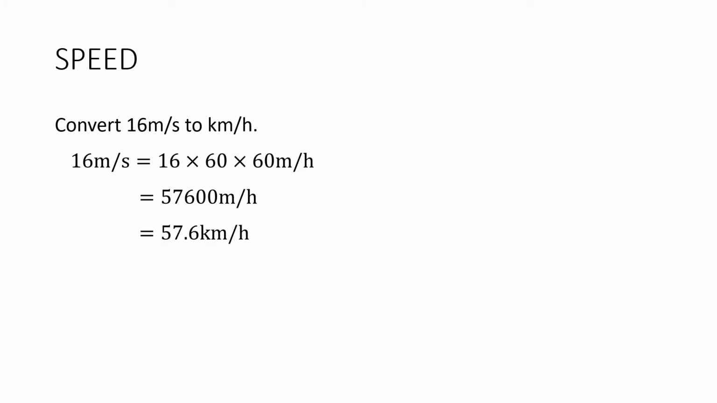Let's go the other way, convert 16 metres per second to kilometres per hour. Now, we could start by dividing by 1,000 to go from metres into kilometres, but I actually prefer to start by multiplying by 60 and multiplying by 60, mainly because I don't like decimals. 16 metres per second is the same as 16 times 60 times 60 metres per hour, which is 57,600 metres per hour. Divide by 1,000 gives us 57.6 kilometres per hour.